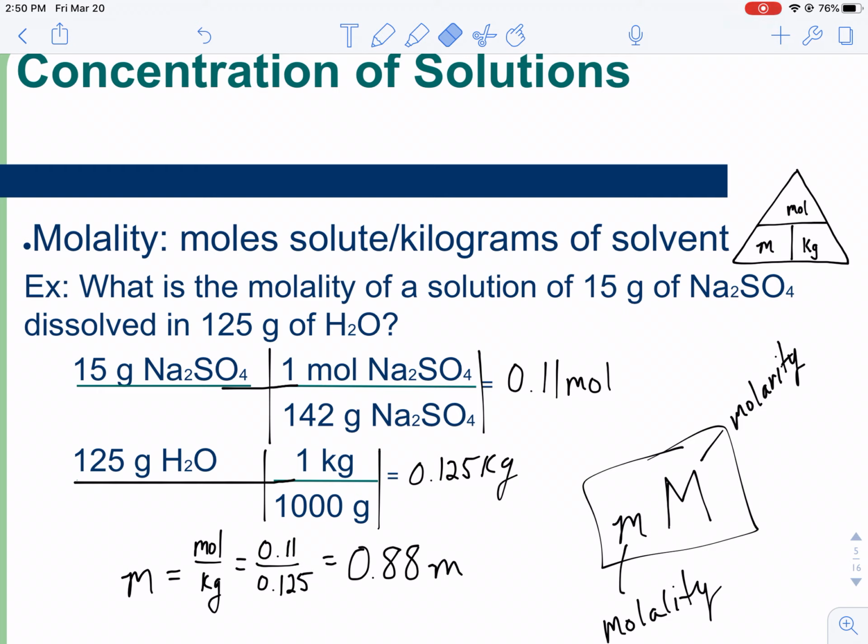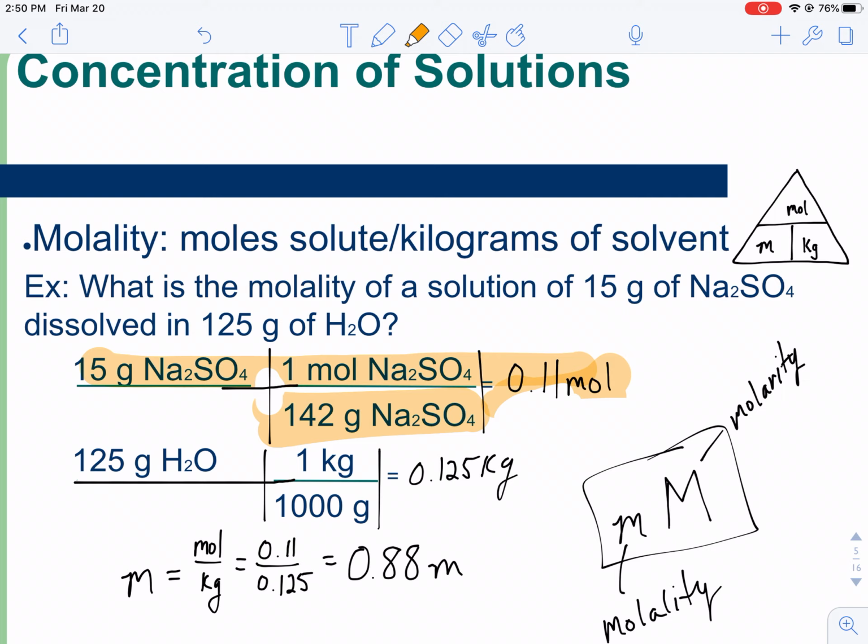Molality is very similar to molarity. The only difference is instead of having moles over liters for molarity, we have moles over kilograms for molality. So in this example, it says, what is the molality of a solution of 15 grams of sodium sulfate dissolved in 125 grams of water? The first thing we have to do, like we did before, is convert our 15 grams of sodium sulfate into moles. And you can see that we do that rather quickly, where we take the 15 grams of sodium sulfate and convert it to 0.011 moles of sodium sulfate.